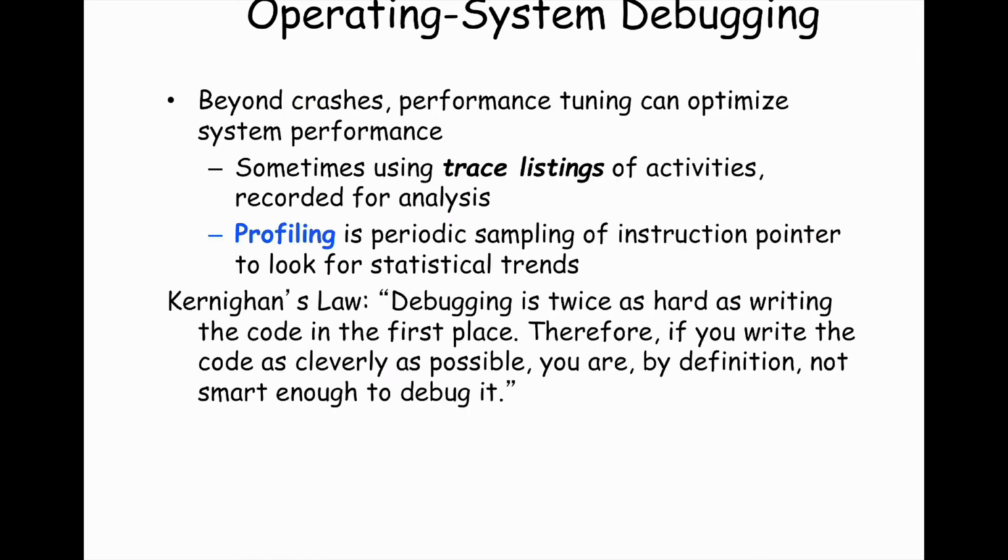So beyond crashes, you can also compute what's called a trace. You can literally list all the activities or function calls that a program or the kernel takes in order to analyze what's going on. Now, as you can imagine, when you have tracing turned on, your system is a lot slower, but you can at least debug what's going on in it.